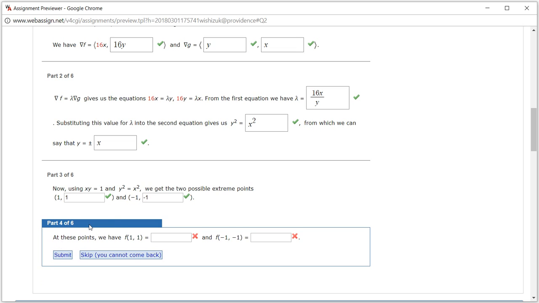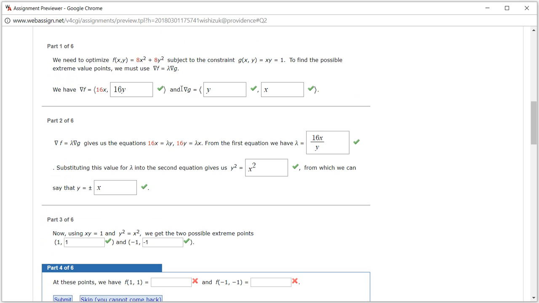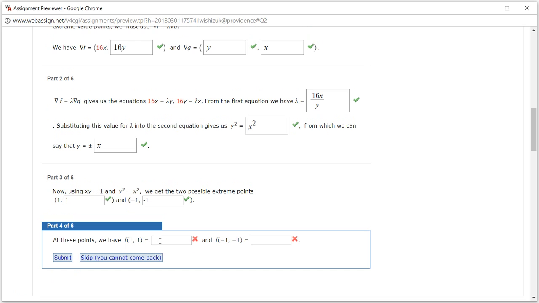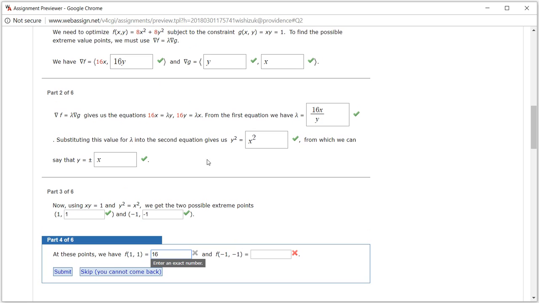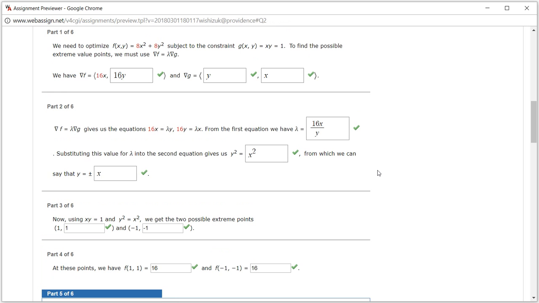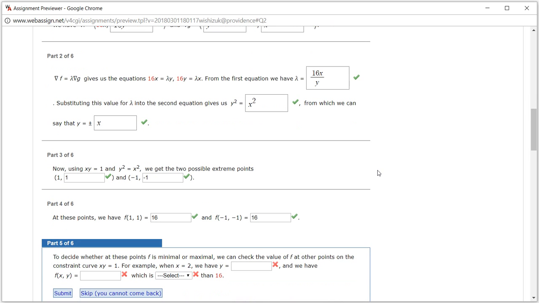Let's look at part 4. We want to evaluate f of 1, 1. And what was f? f is 8x squared plus 8y squared. So if you plug in 1 and 1, it's 8 plus 8, so that would be 16. And if you put in negative 1 and negative 1, x and y both get squared, so it really doesn't make any difference. It's going to give you 16 as well. Let's submit for testing. All right, I came back and it looks like we got part 4 correctly.